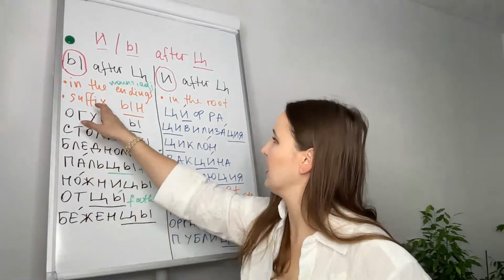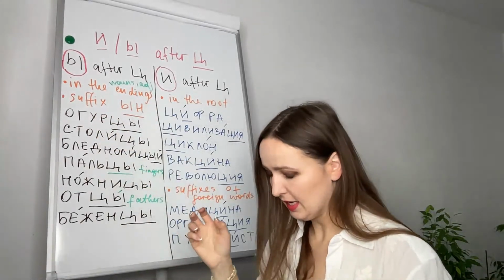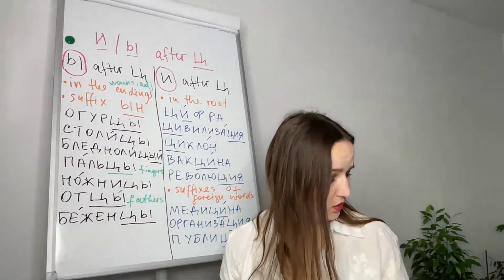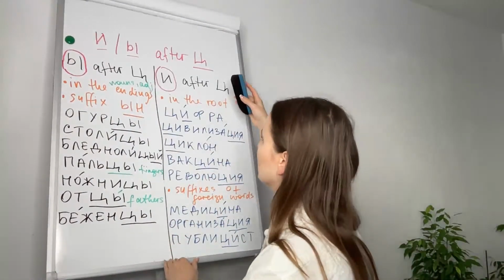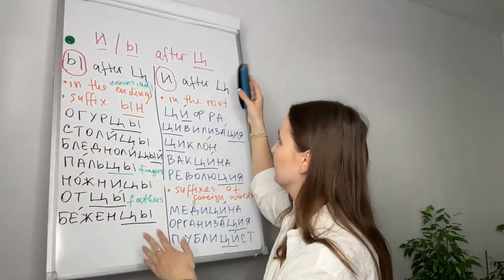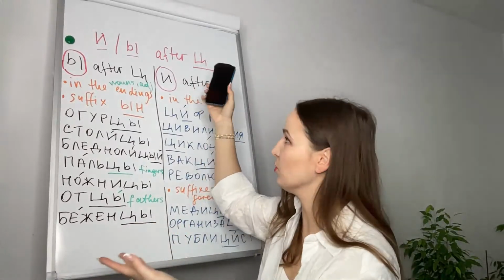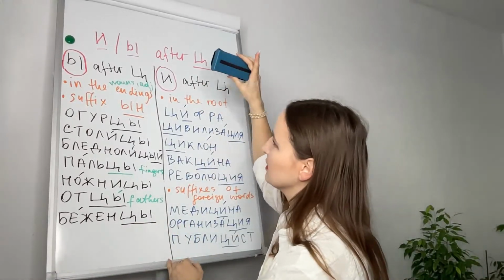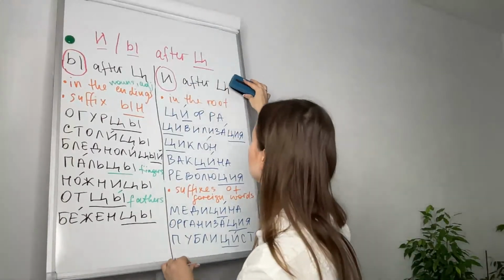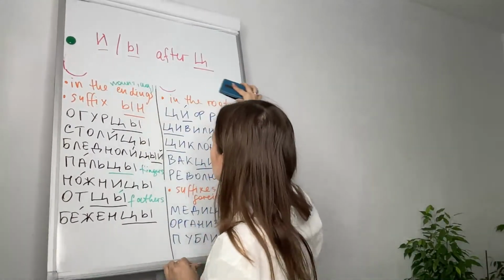I didn't write any words with the suffix -ин because these words are not so common, so we will not really need them. But if you want to see them, you can Google them. Итак, now let's talk about exceptions.